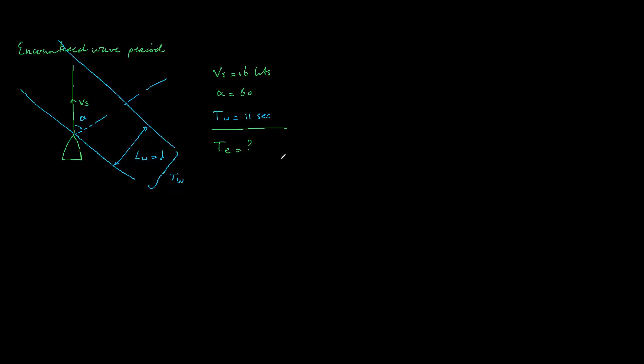First look at the formula of the encountered wave period. TE is defined as the length of the wave divided by the speed of the wave added by the speed of the ship times the cosine of the angle alpha. So the first thing we would like to do is find the speed of the wave.